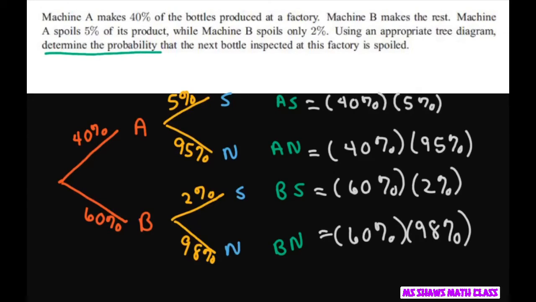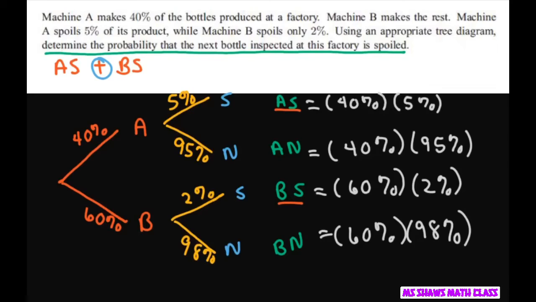All right, now what we're going to do is look at what they want. Determine the probability that the next bottle inspected at this factory is spoiled. So where is it spoiled? The ones with the S's in them. So it's spoiled either at AS, so machine A, or BS, machine B, spoiled.